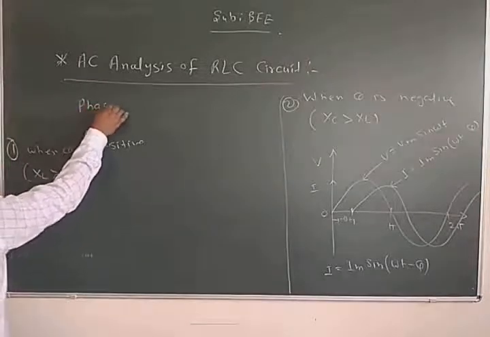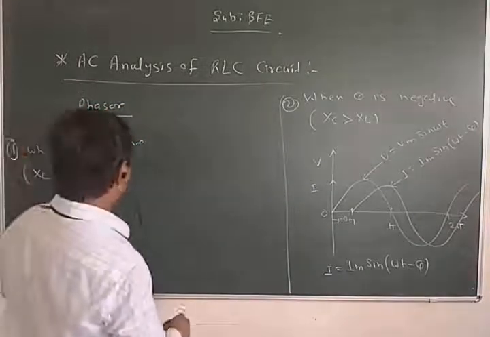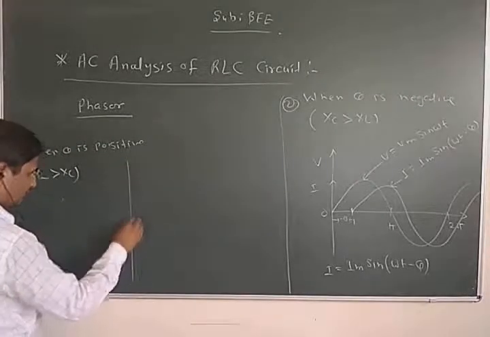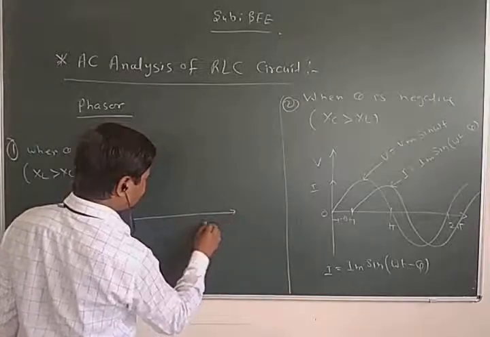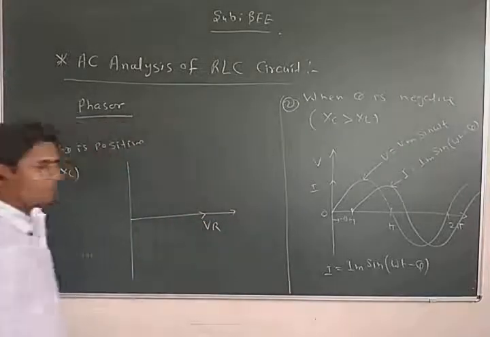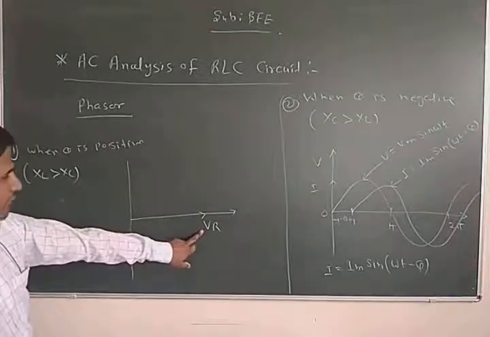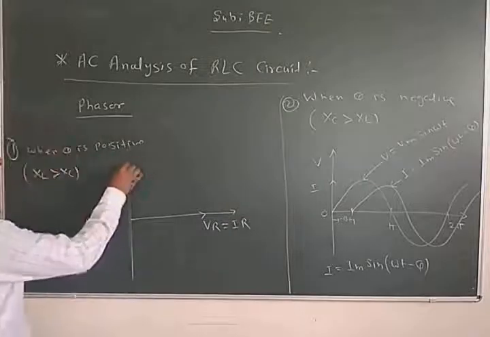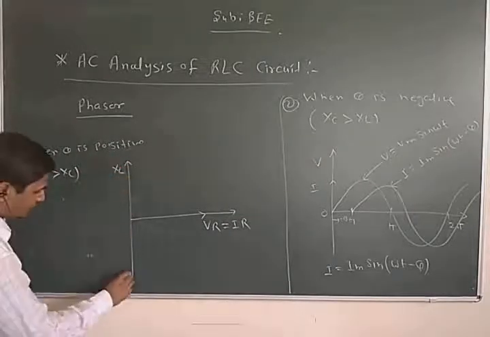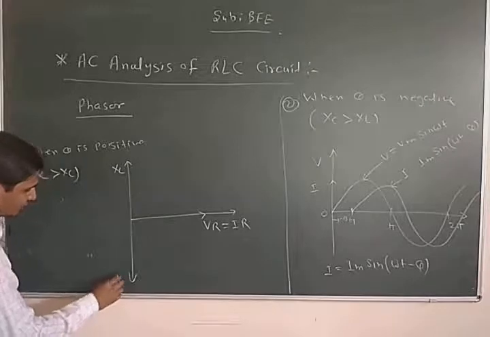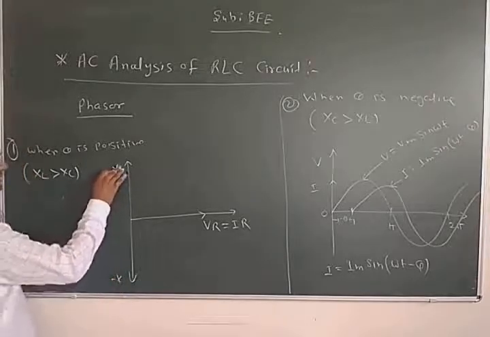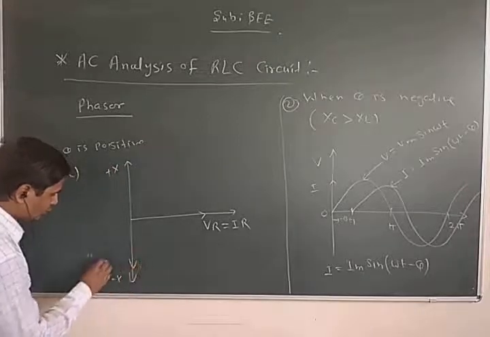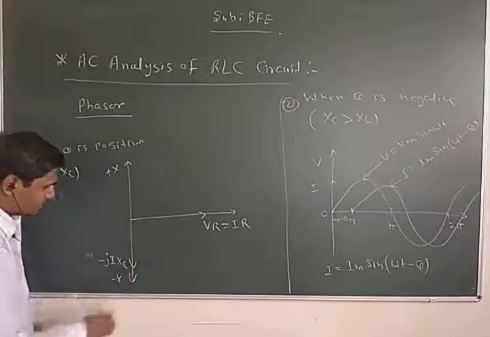Phasor. So in the first case, we draw the voltage phasor. Suppose we take VR as a reference, that is, the voltage across the resistance VR is equal to IR. Now this line represents plus jXL and this line represents minus jXC. So minus jIXC is here.